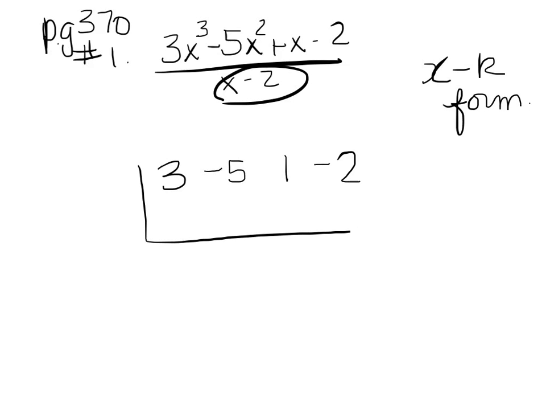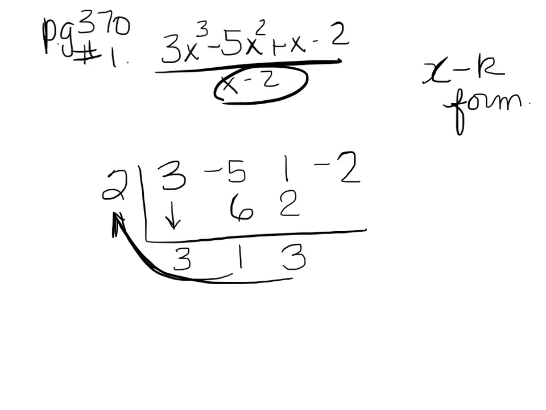I'll start my upside down division bar. And I need to put the value of k out front here, which is 2. What am I subtracting from x? I'm subtracting a 2, so the 2 goes in front. Bring down the 3, multiply 3 times 2 and get a 6. Add this column and get a 1. Multiply 1 times 2 and get a 2. Add the columns, get a 3. Multiply 3 times 2 and get a 6.